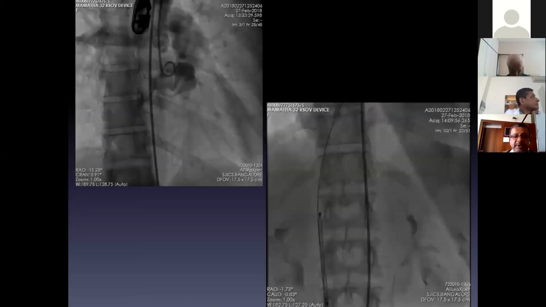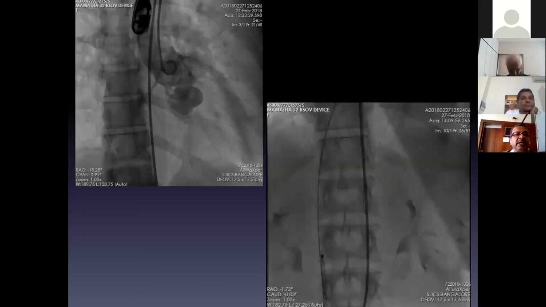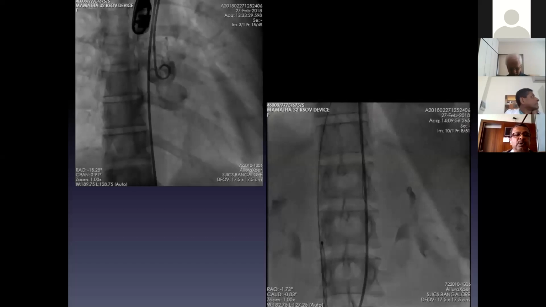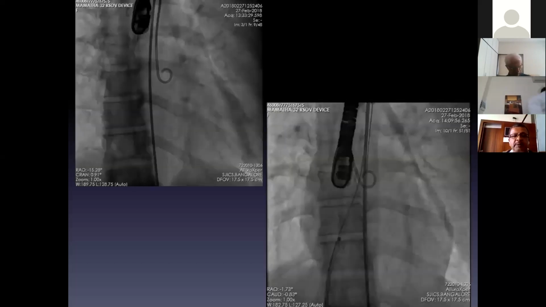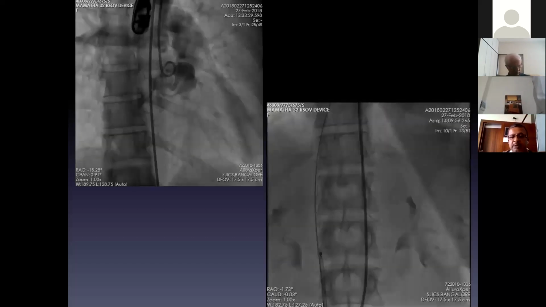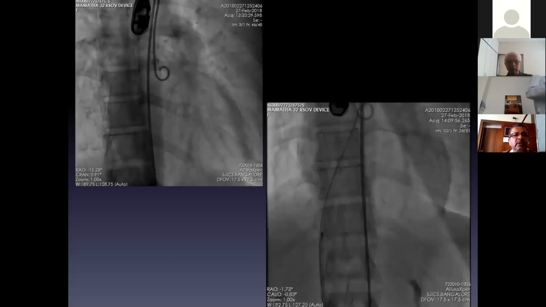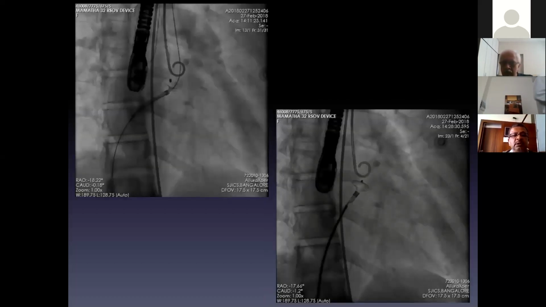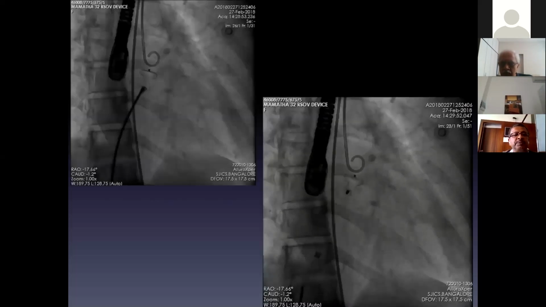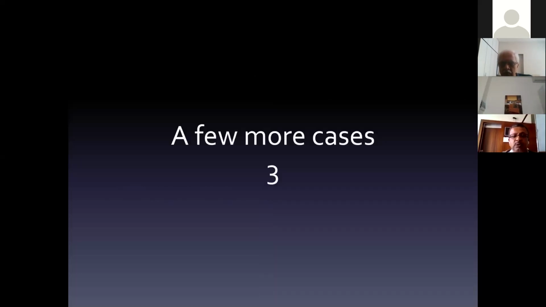You see the rupture dangling around between the RV and RA near the tricuspid valve. In fact, when we did the angiogram, the rupture became clear. So this is the standard approach we used, and that is closed.